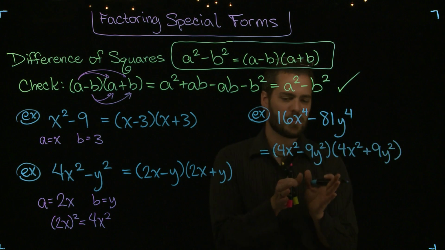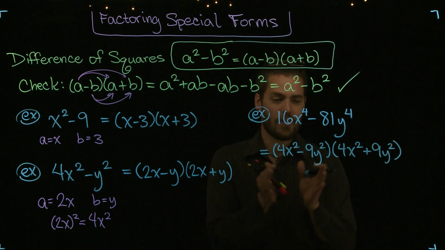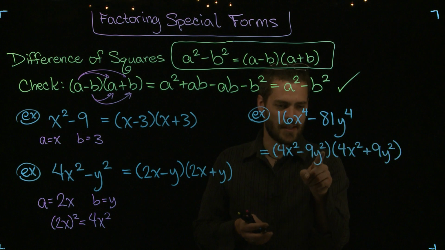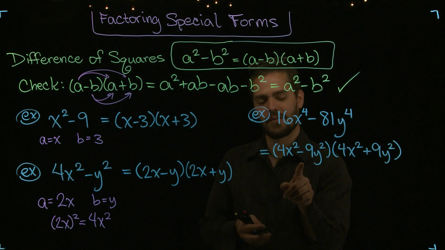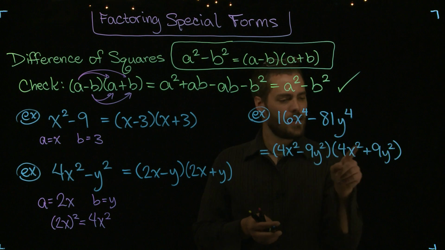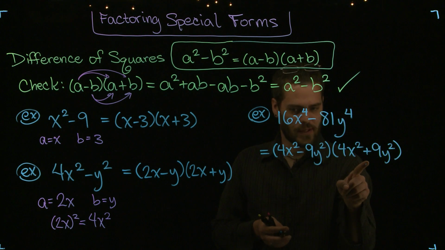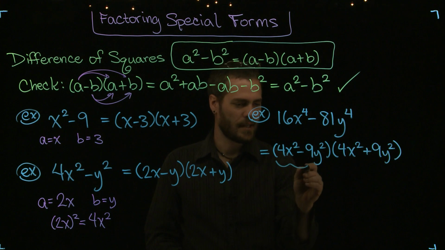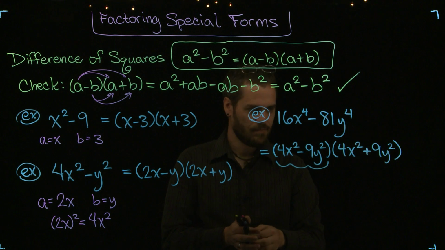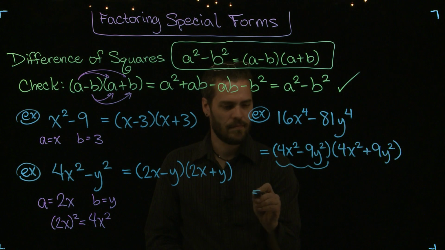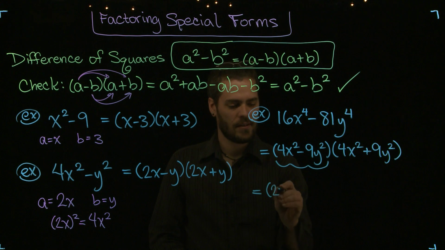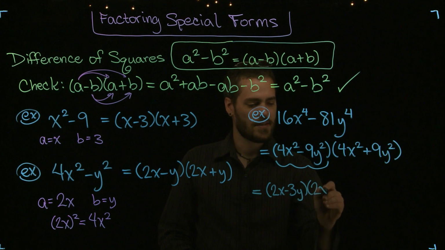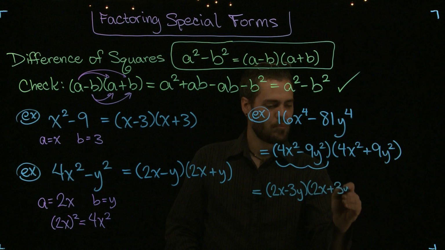Now what we should do at this point is look for other things we can factor. And notice that this guy right here, 4x squared minus 9y squared, in and of itself is a difference of squares. The one on the right is a sum of squares. So the difference of squares I can factor. I'm going to factor this, and let's look at that first. That gives me 2x minus 3y times 2x plus 3y.